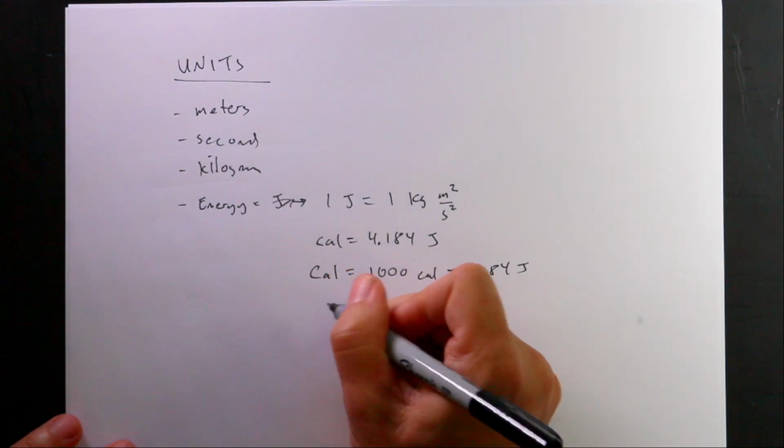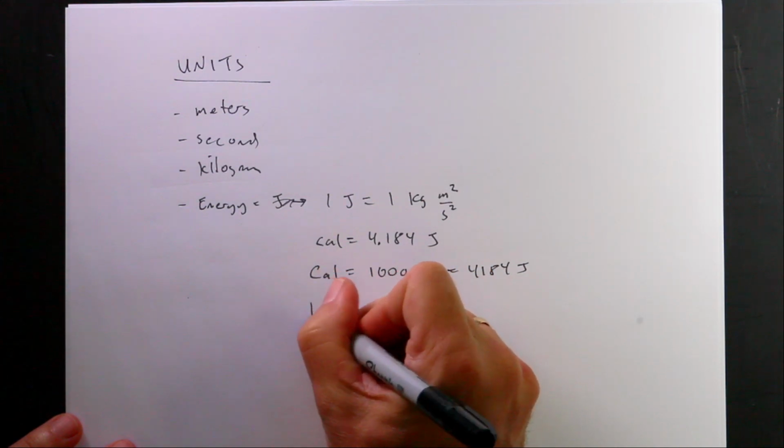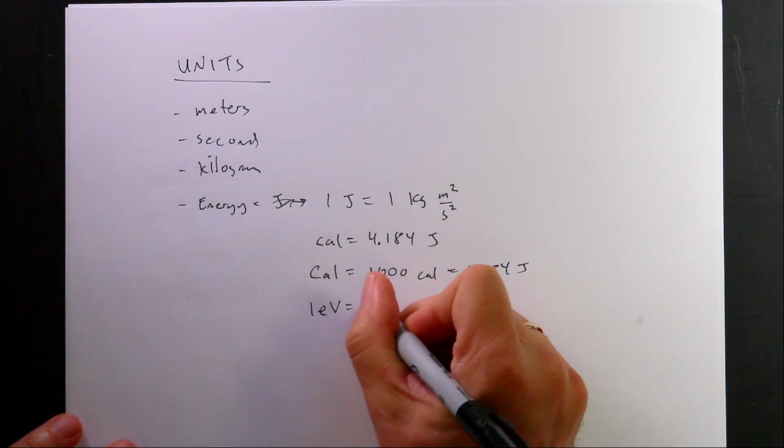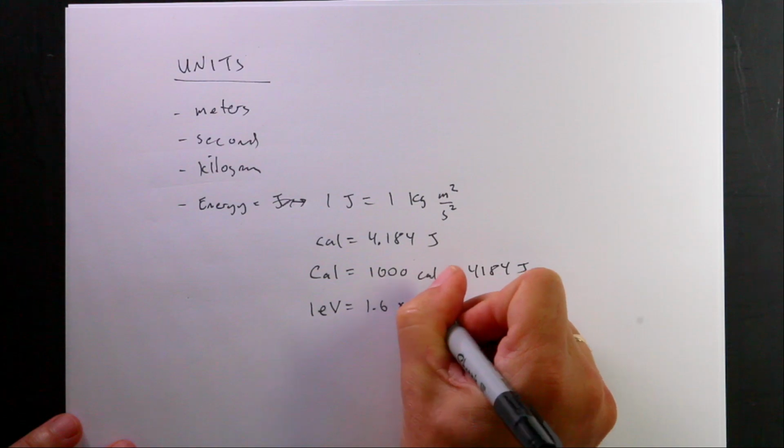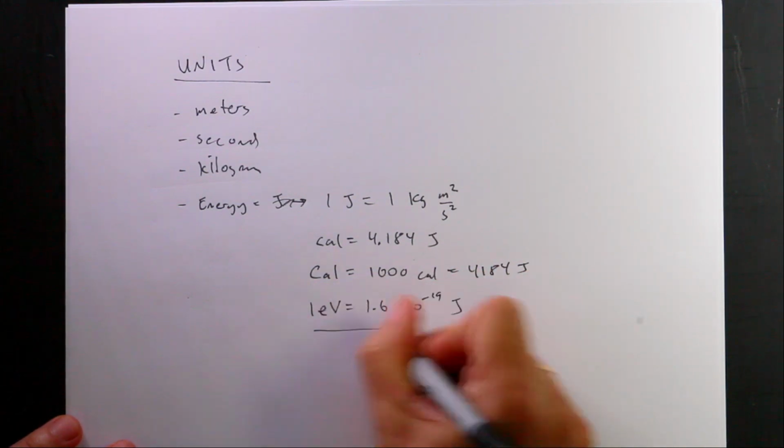There's also another unit for energy, the electron volt. 1 electron volt is equal to 1.6 times 10 to the negative 19th joules. That's important.